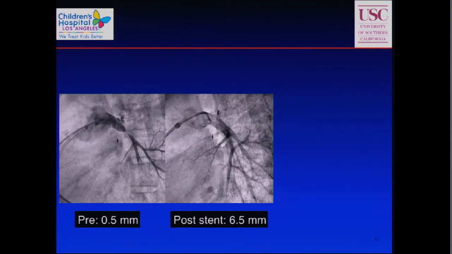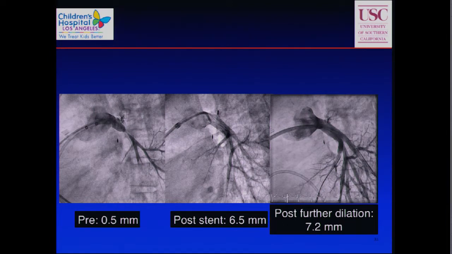Sorry. So this is that same patient. You see the progression from 0.5 millimeters to 6.5 to 7.2. Now we know that we have to bring these patients in over time, but you see already there's a progression from less than 1 millimeter up to 7 millimeters. See how much better the distal vessel is now.